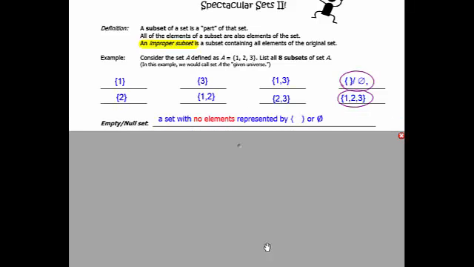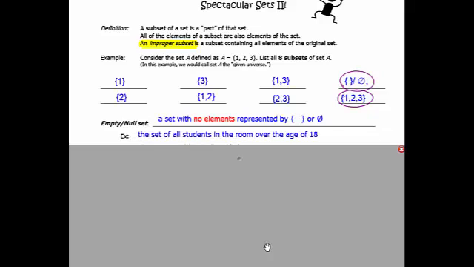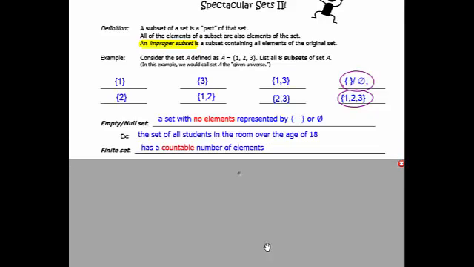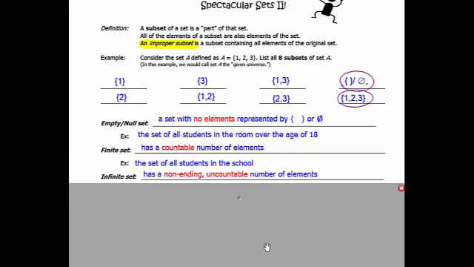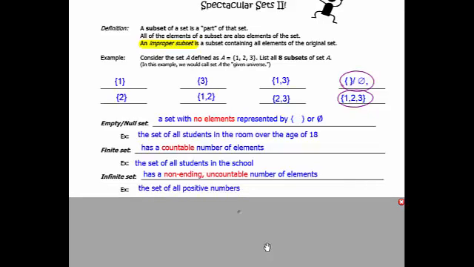The empty or null set is a set with no elements, represented by the empty brackets or a 0 with a slash through it. An example of that would be the set of all students in the room over the age of 18. A finite set is a set with a countable number of elements, such as the set of all students in the school. An infinite set is a set with a non-ending, uncountable number of elements, such as the set of positive numbers.